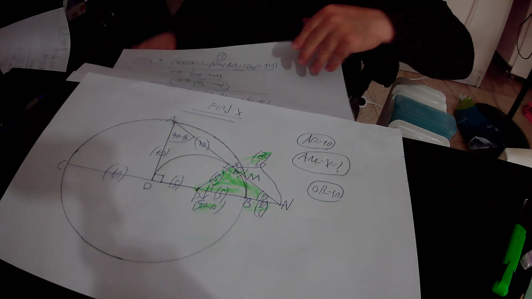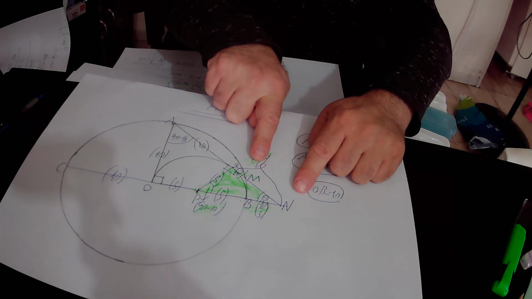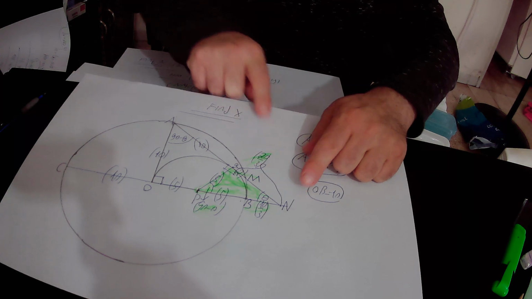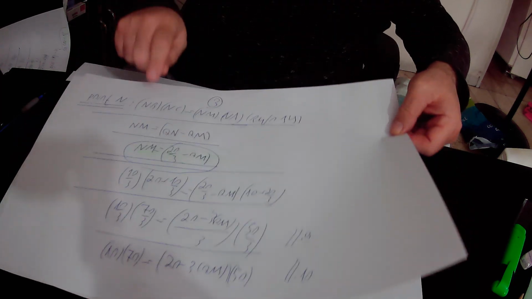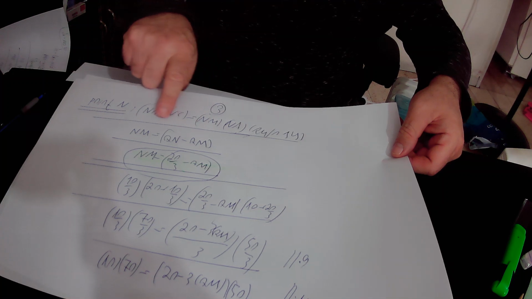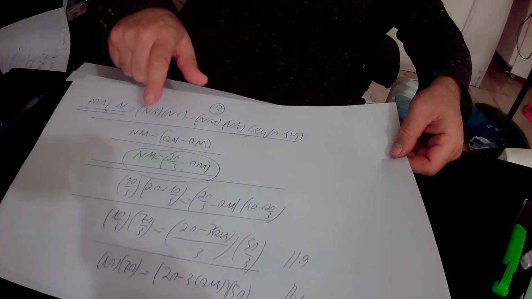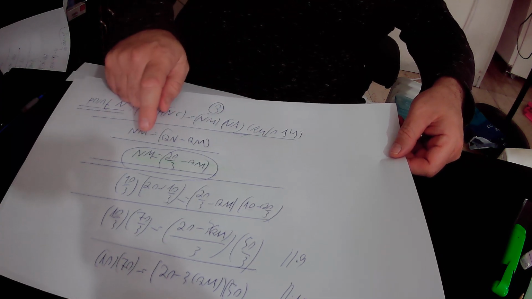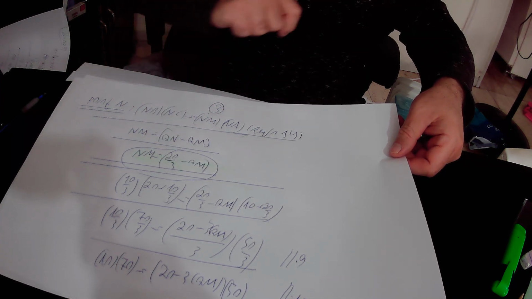From the drawing, it is very easy to see that NM equals QN minus QM. That is to say, NM equals QN, that is 20 over 3, minus QM. So in total, NM equals 20 over 3 minus QM.